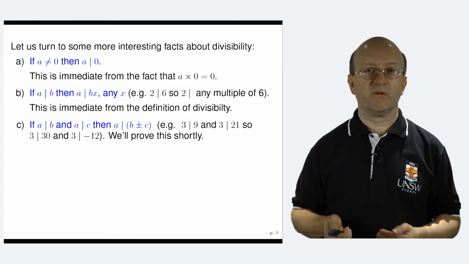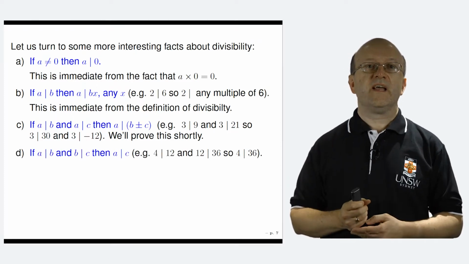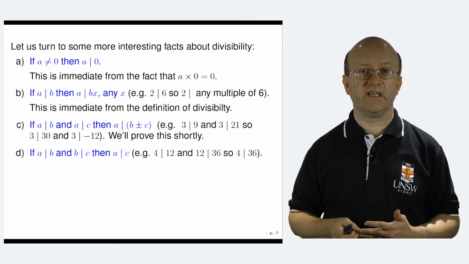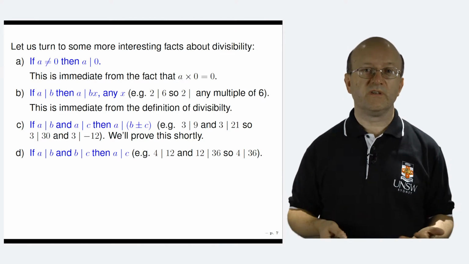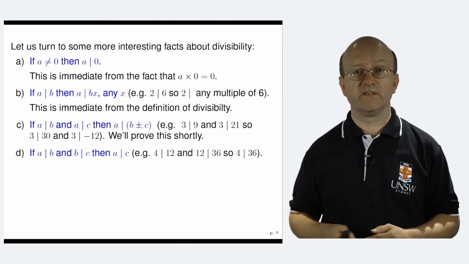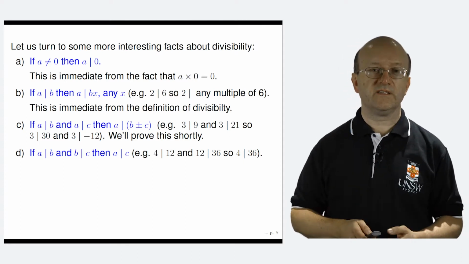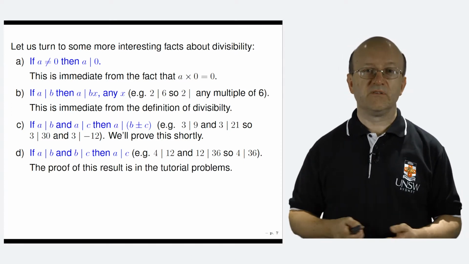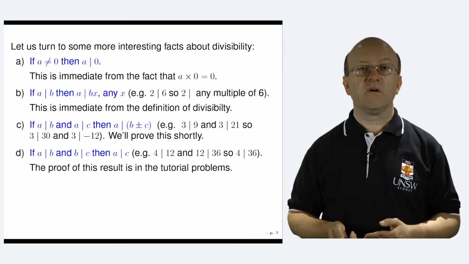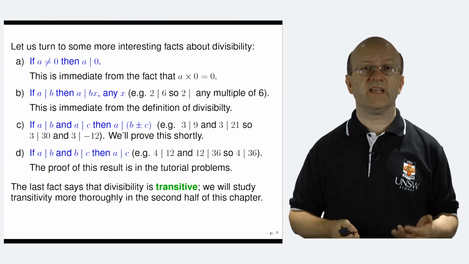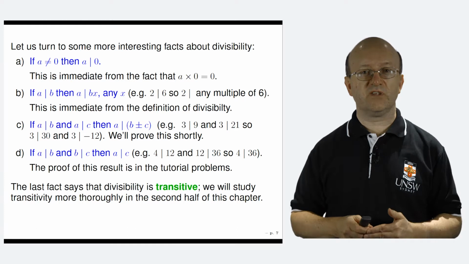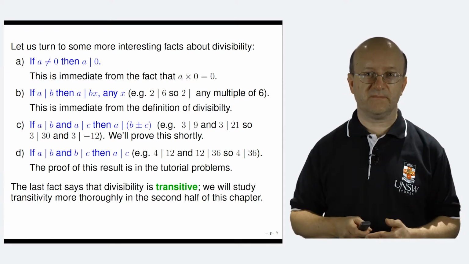But before I do that, one more interesting fact. If A divides integer B and B divides C, then A must divide C. For example, 4 divides 12 as we know, and 12 divides 36, so it follows that 4 divides 36. The proof of this is in the tutorial problems, so I'll leave you to do that with your tutor, or preferably before your tutorial. What this last statement D is saying is that divisibility is transitive. We'll study the idea of transitivity more thoroughly in the second half of this chapter.